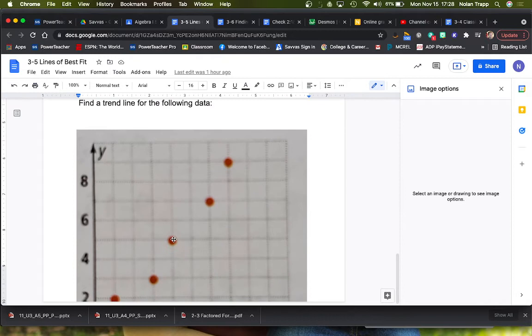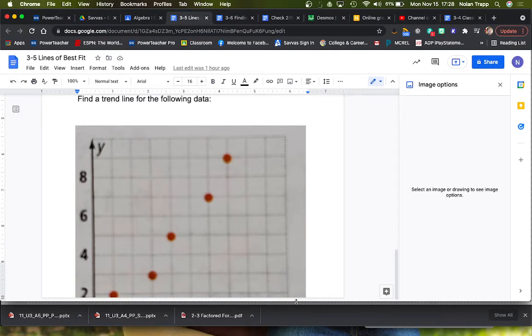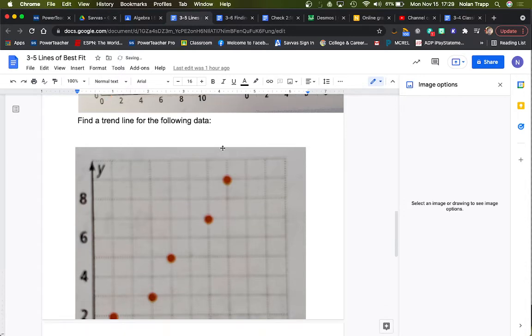Now to find a trend line, it's really simple. Why can't I scroll down any further? Oh, because that's at the bottom of the page. Interesting. There we go.